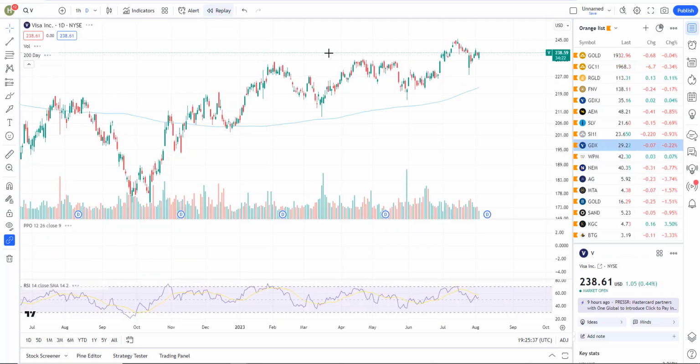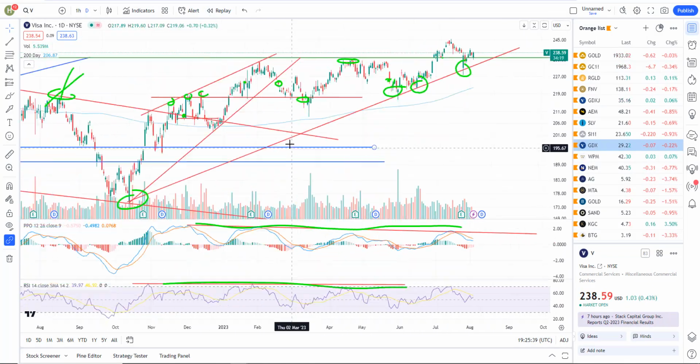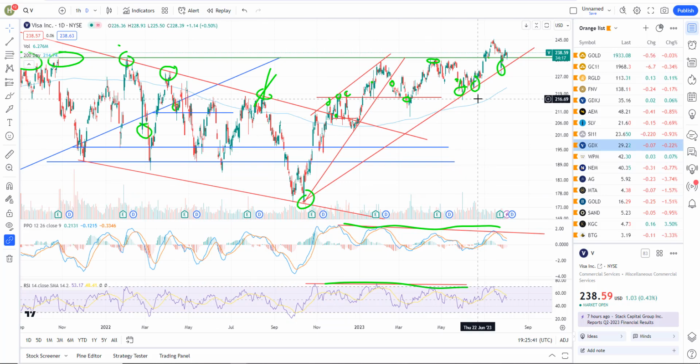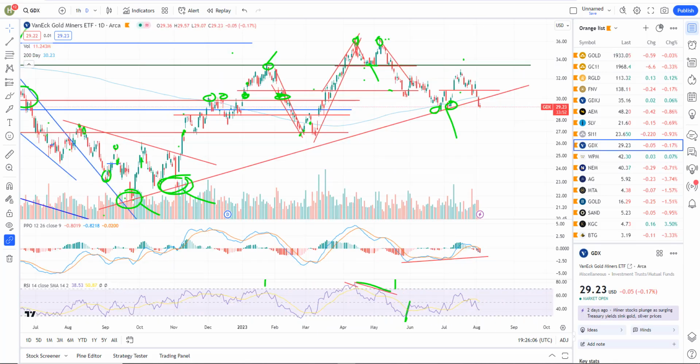And then obviously Visa. Visa's still holding a bullish trend. So if this one breaks down, it's definitely going to help the case for MasterCard to break.